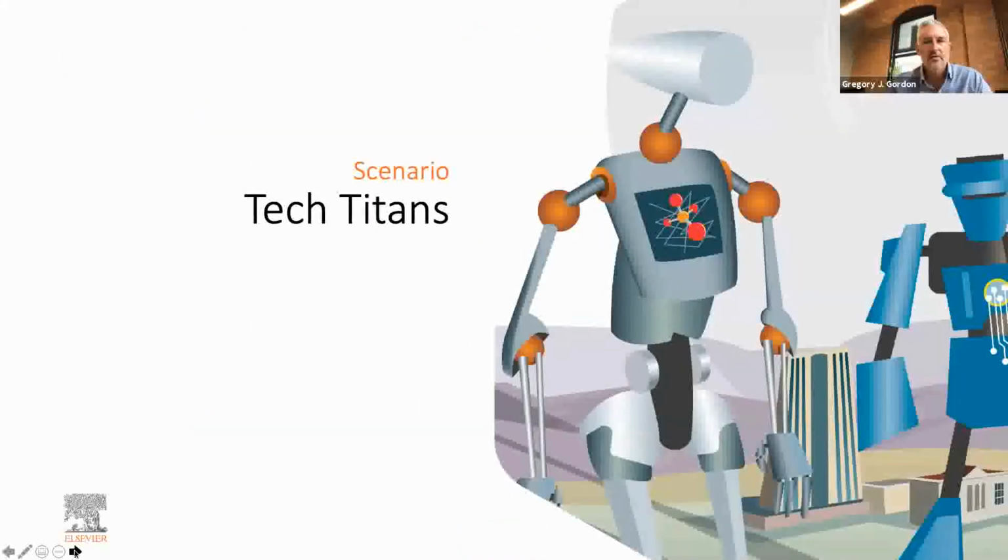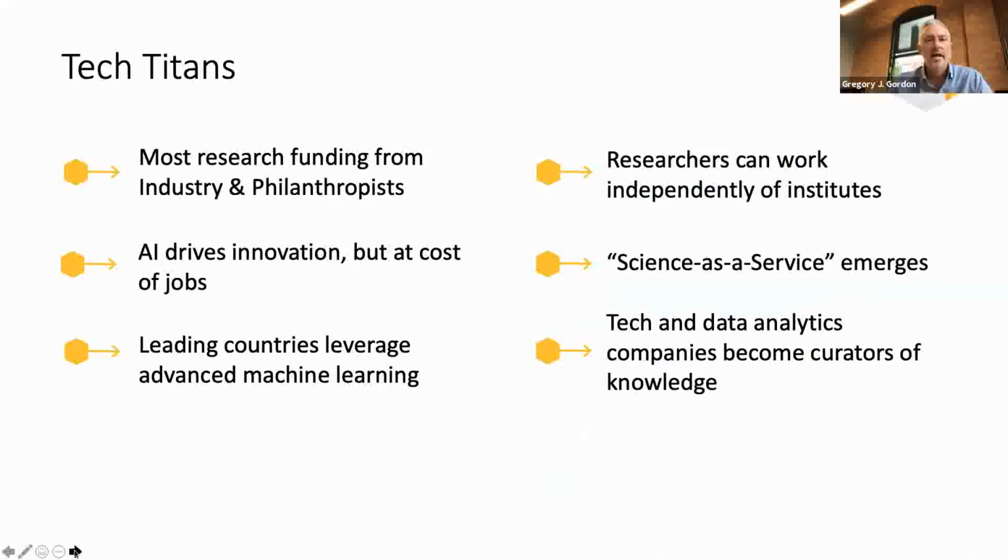The second scenario is the tech titans. And in the tech titan scenario, most of the research is funded by industry or philanthropic foundations. Now we're starting to see some of this occurring, but what do we start to think about when that moves forward? In this scenario, not all of the aspects are going to remain open, because when industry is funding research, key data is not always made available because the companies want to maintain a competitive financial advantage.